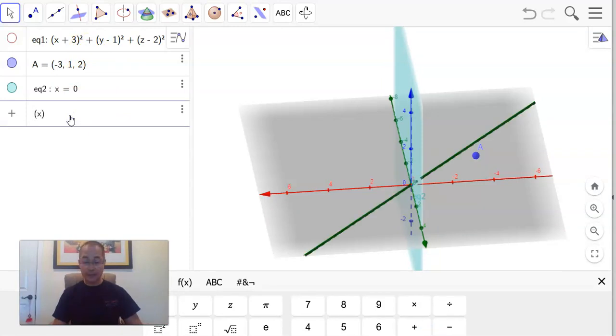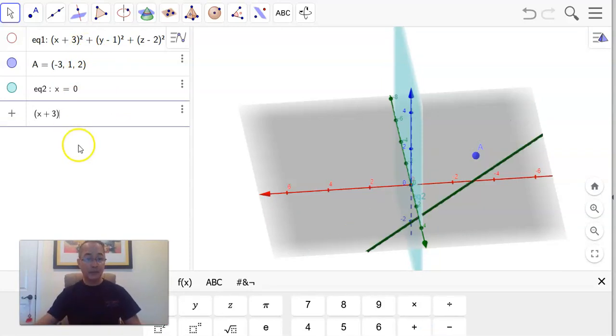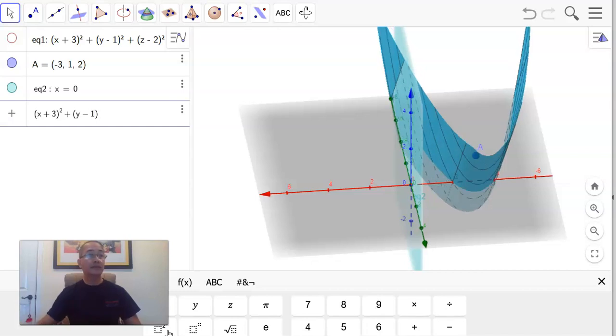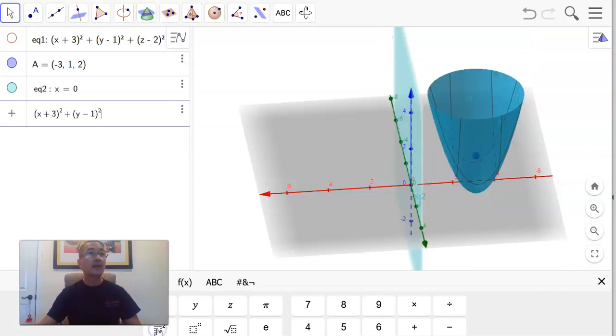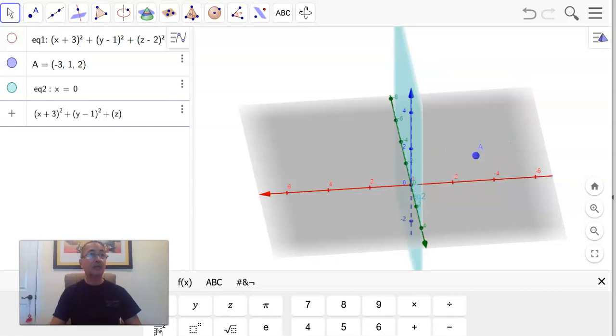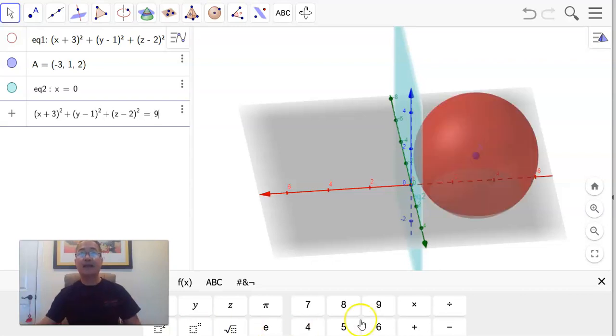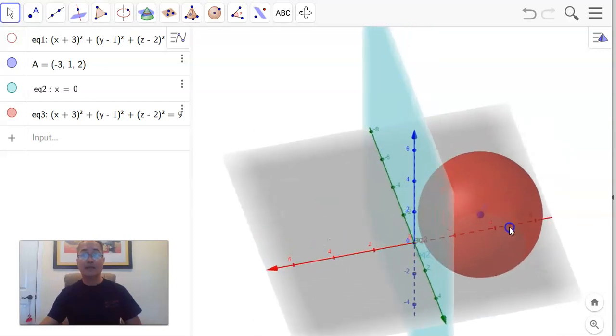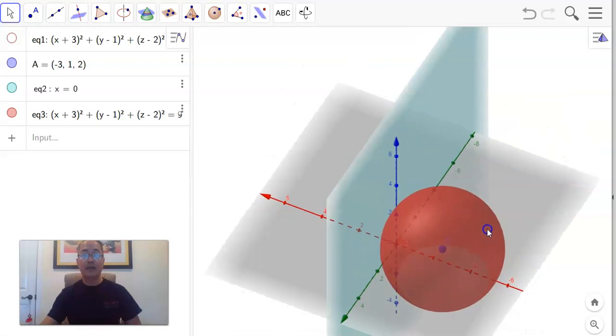On the left, we will have (x + 3) squared plus (y - 1) squared plus (z - 2) squared equals, we said the radius is 3, so the right side should be a 9. Aha! So there you go. Check it out. That sphere is just kissing the YZ plane.